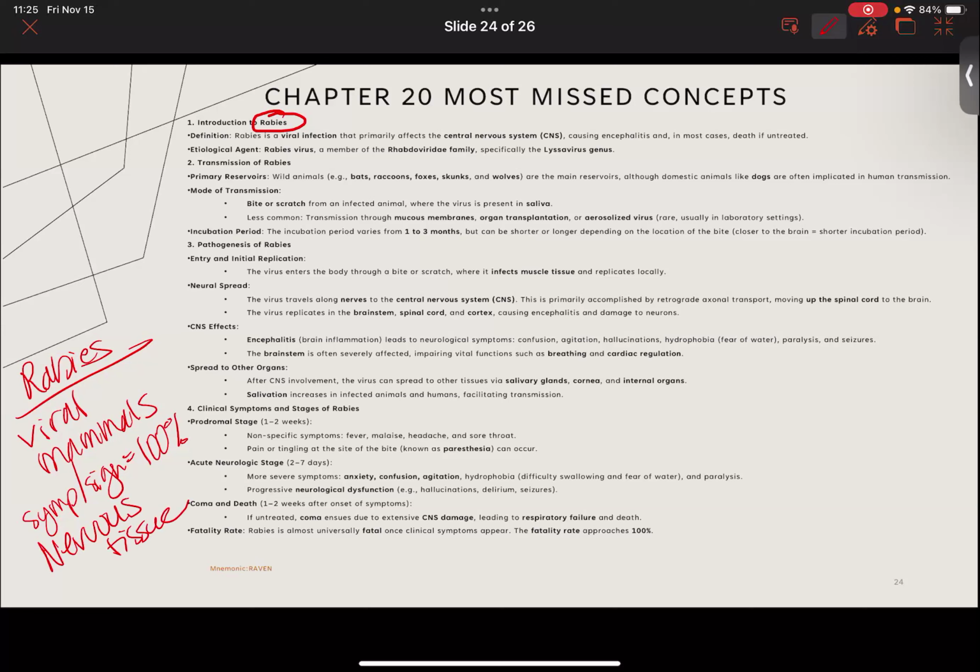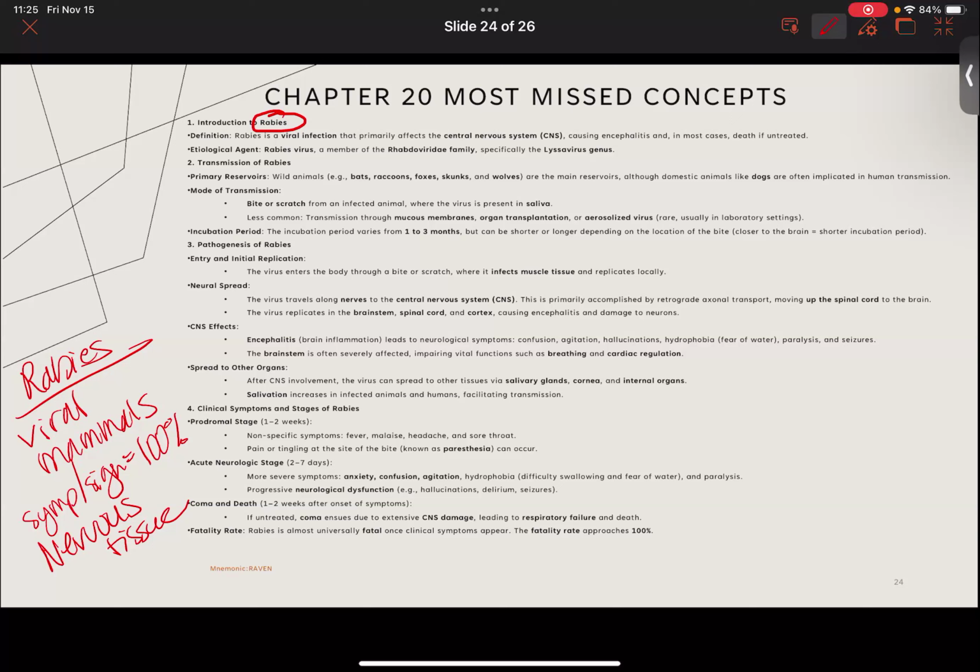Signs and symptoms are going to be typical illness, then eventually leading to hydrophobia, where you don't want to drink because you can't swallow, not because you're actually afraid of water, leading to foaming at the mouth. We have accumulation of the virus in the salivary glands and therefore transmission in the saliva that cannot be swallowed because you cannot swallow, and then you spread the illness that way.